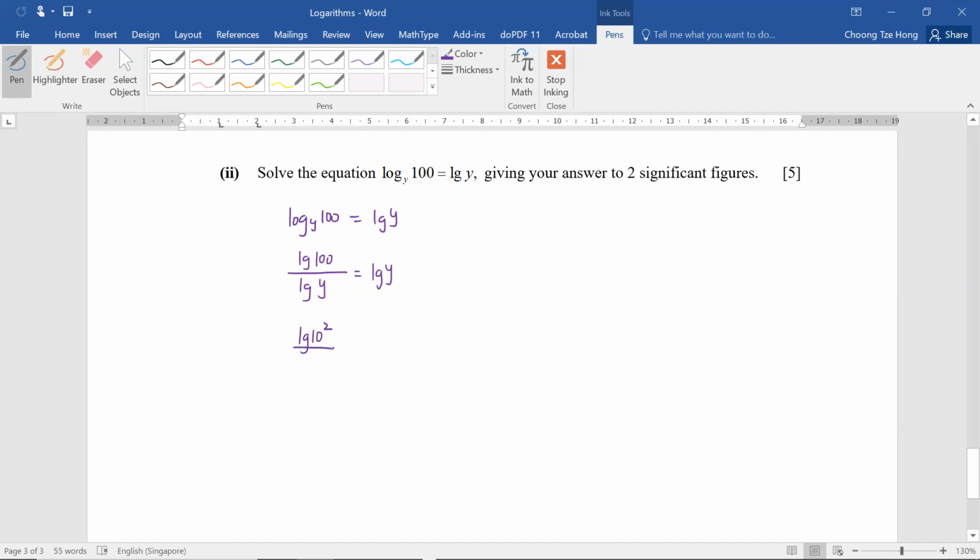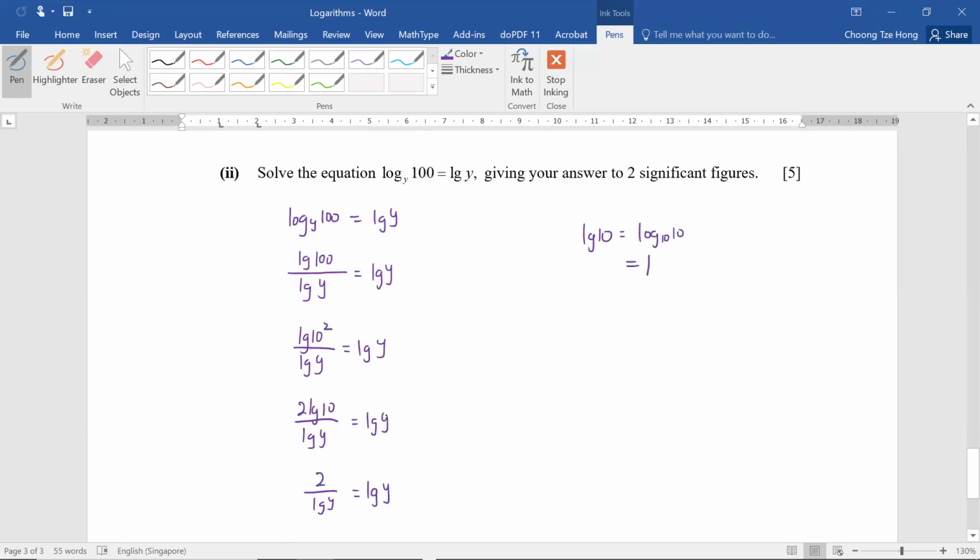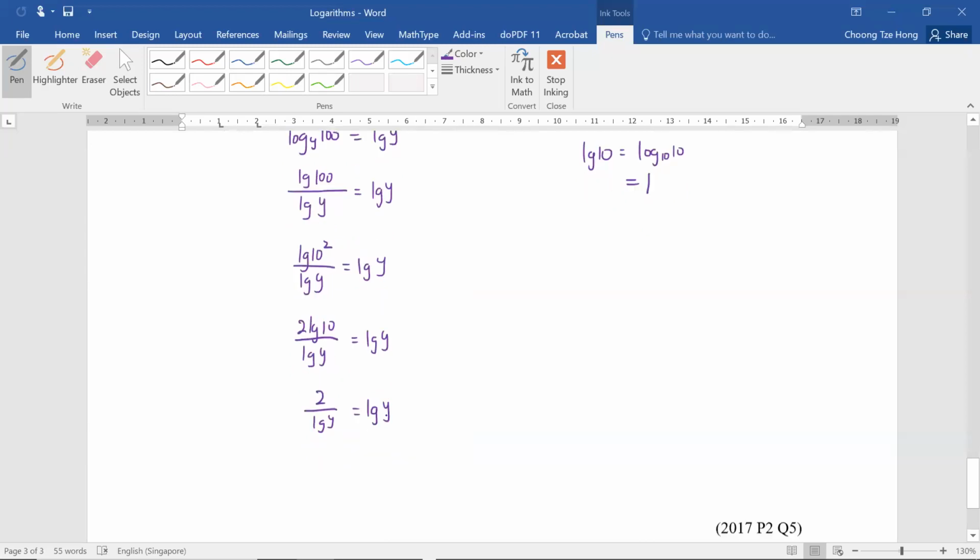Let's leave this here first and not disturb this. Over here we can then apply the power law, bring the 2 in front. Then what will we get from log 10? Remember lg means base 10, so log base 10 of 10 is going to give us 1. So we'll just simplify the question to just like this. The question is now much simpler already: from having base y and 100, it becomes 2 over log y.